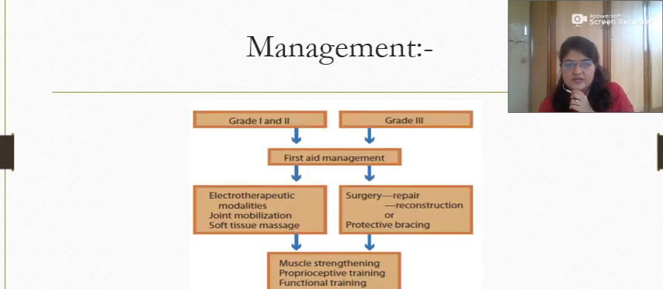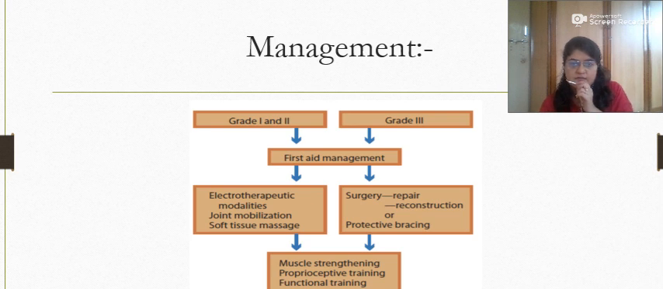Management of grade 1 and grade 2: we follow the first aid management, followed by that, modalities are given. Soft tissue massage and joint mobilization of grade 1 and grade 2 is given to the patient, because grade 1 Maitland mobilization and grade 2 Maitland mobilization is specially for pain relief.